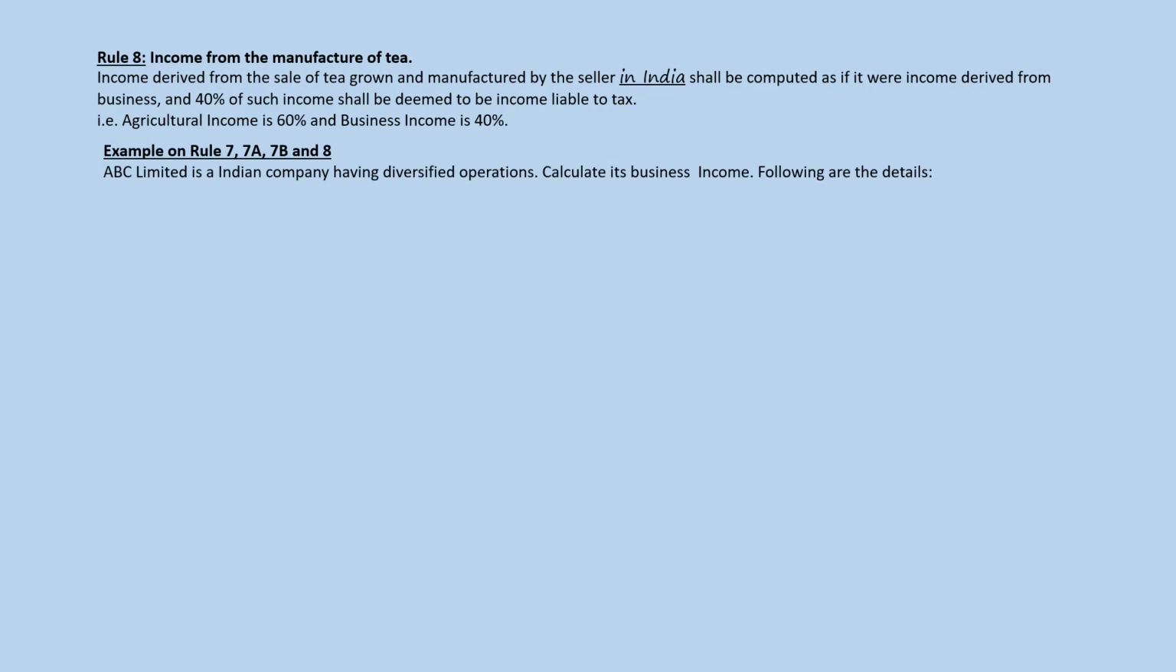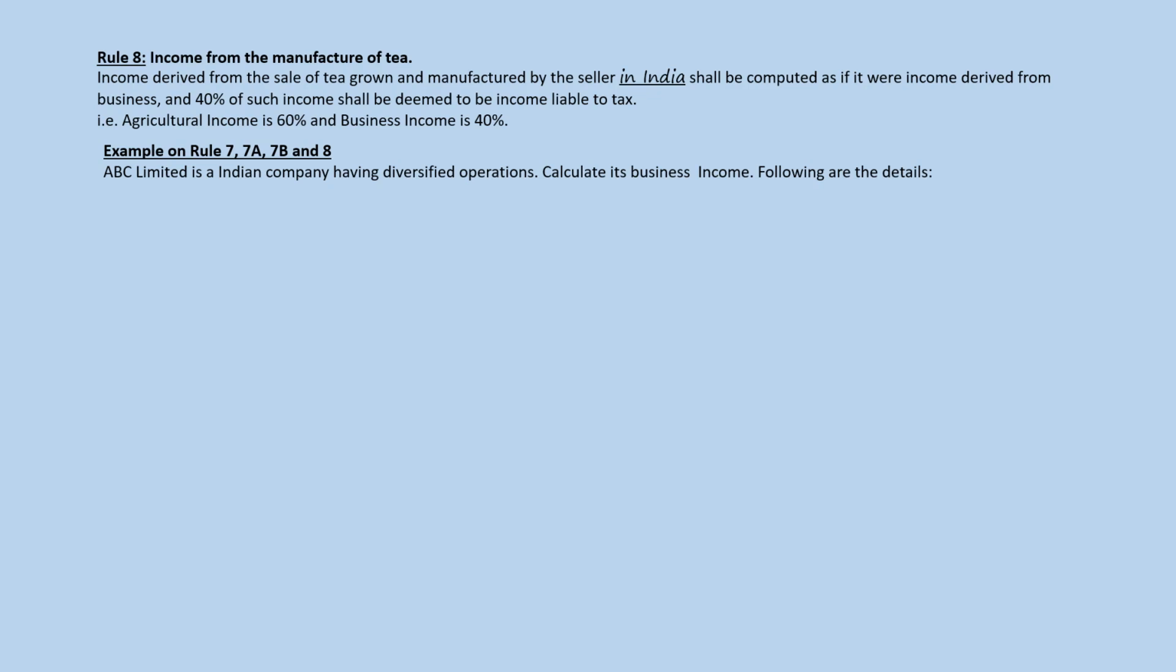Rule 8, income from the manufacture of tea. Income derived from the sale of tea grown and manufactured by the seller in India shall be computed as if it were income derived from business, and 40% of such income shall be deemed to be income chargeable to tax. That is, agricultural income is 60% and business income is 40%. Now let us understand all the rules which are discussed with the help of an example.